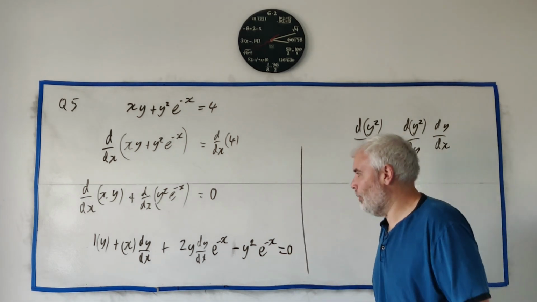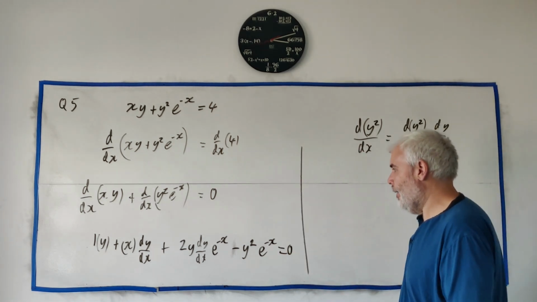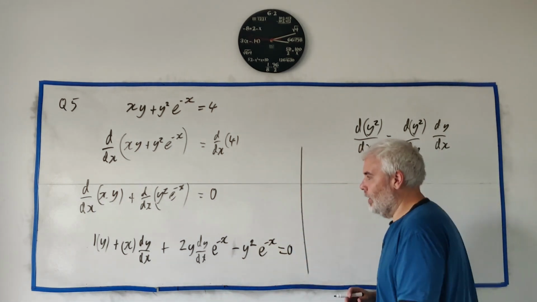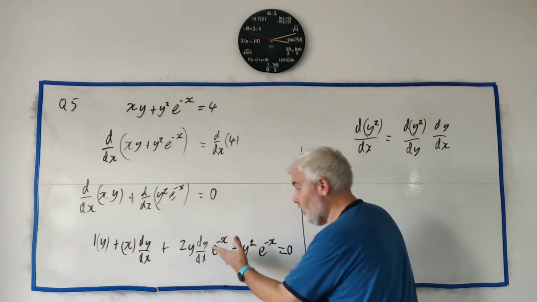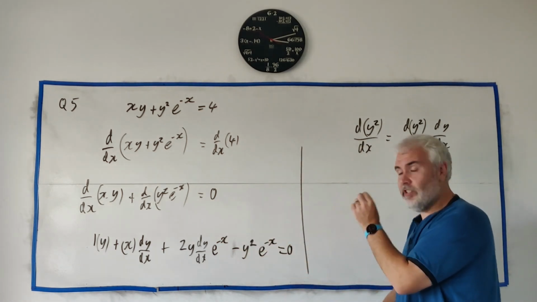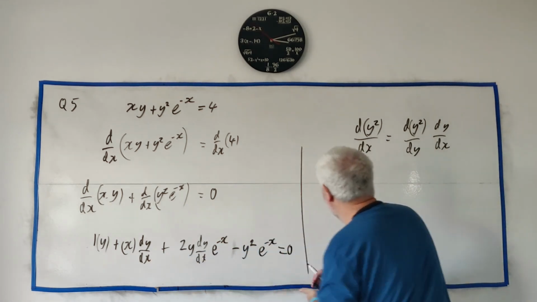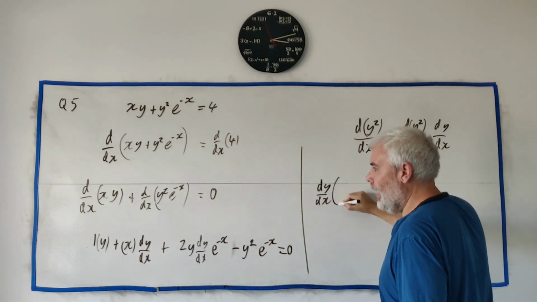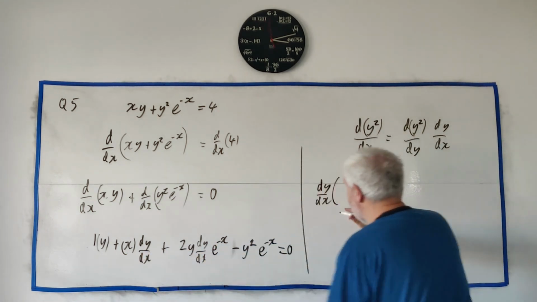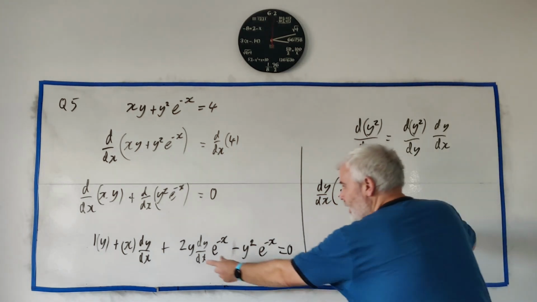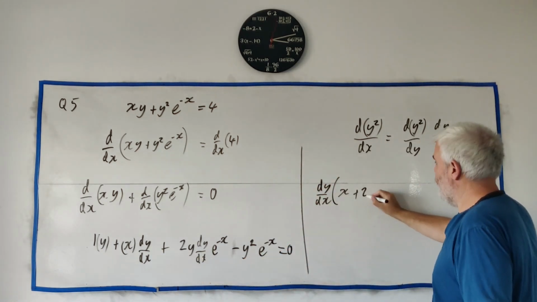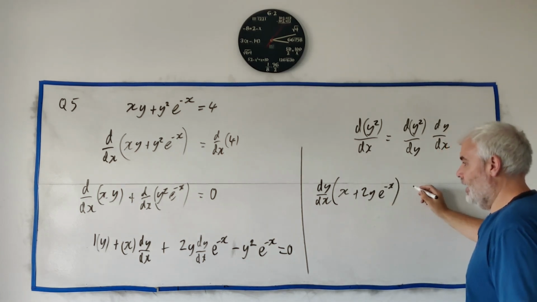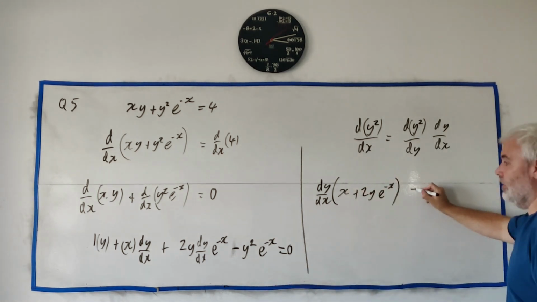Let's clean this up as best we can. Actually, there's not much to clean up, so let's skip to the next step. We want dy/dx, and there it is. So let's just get it on its own. Let's isolate it. dy/dx has a few things going into it. dy/dx, and this one has x going into it. And here it has 2y times e to the minus x. And let's move everything over to the other side.